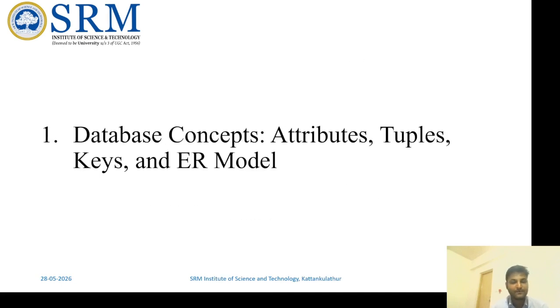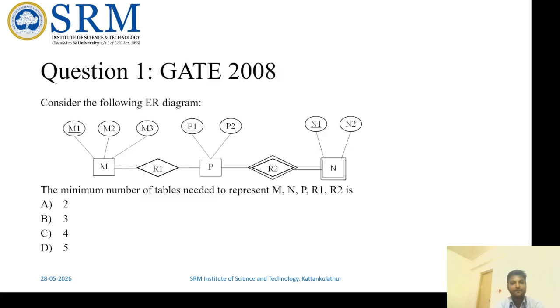So I'm going to the first topic, that is database concepts: attributes, tuples, keys, and the entity relationship model. I'm going to discuss all the questions one by one for this topic. So I'm going to the first question.